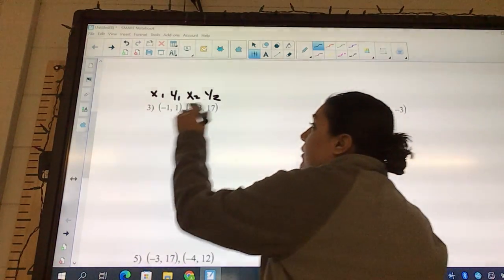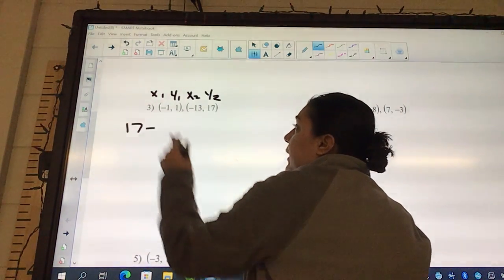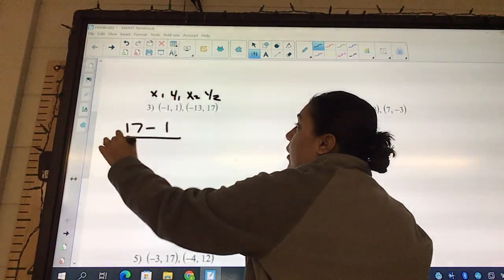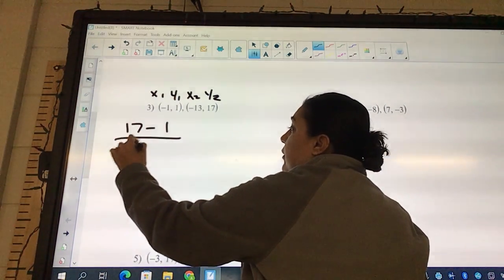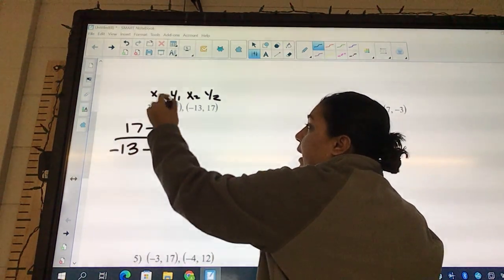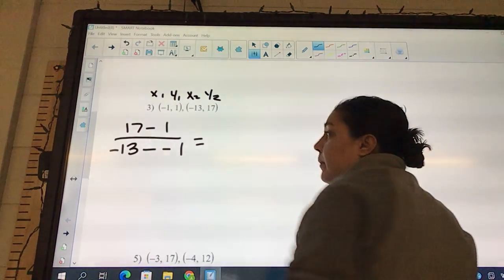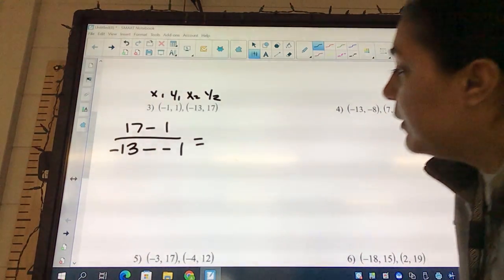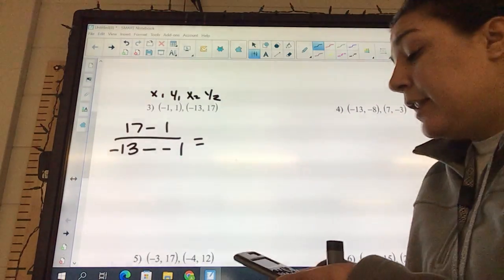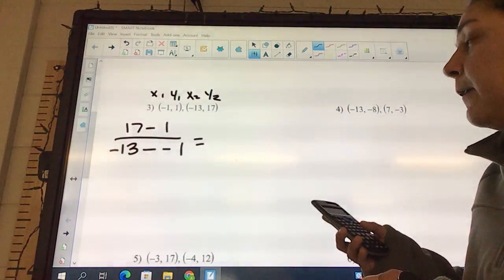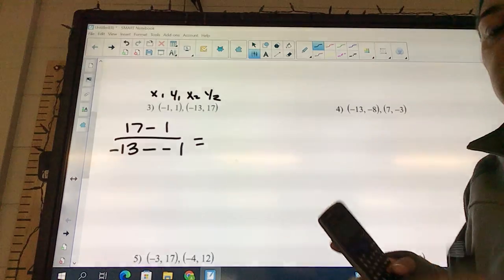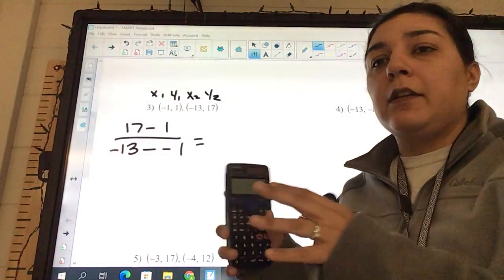Okay, so we say y2, 17, minus y1, which is 1, over x2, which is negative 13, minus my x1, which is negative 1. Okay, and so same thing, you can type those in your calculator. And this is what I was talking about. If you do it manually, because I know some of you guys are gonna, for those of you guys that know you're just gonna use the calculator, use the calculator.